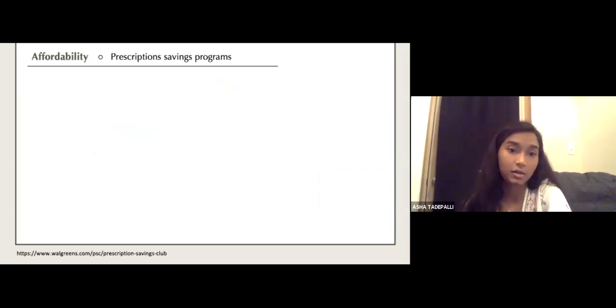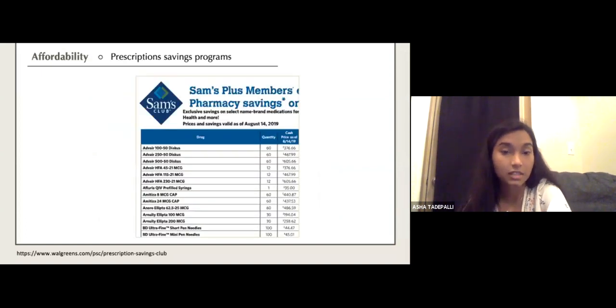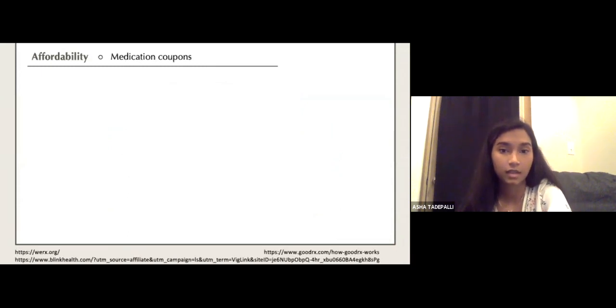Walmart and Sam's Club also have a pharmacy savings program if that's of interest.